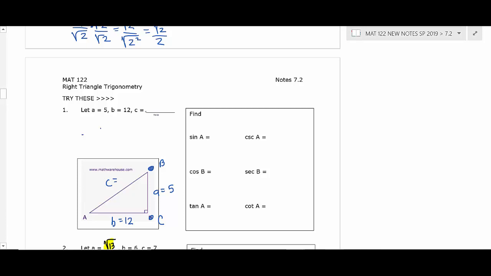So we're going to use the Pythagorean Theorem. What is that? That's A squared plus B squared equals C squared. If you did this wrong, just erase it and do this along with me here. And then we'll have 5 squared.